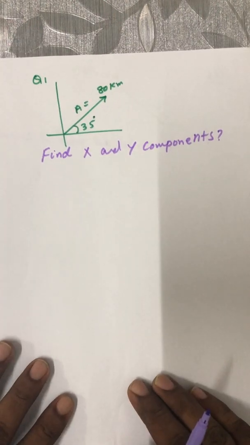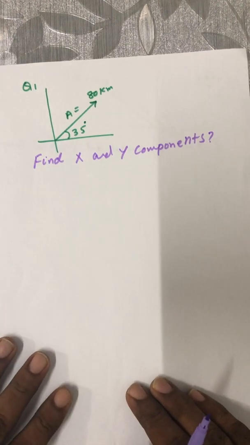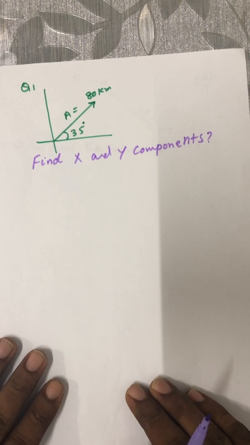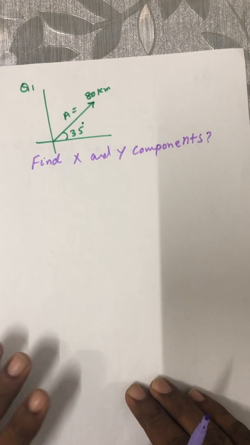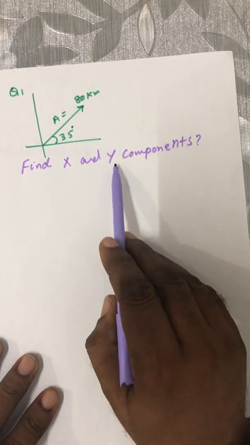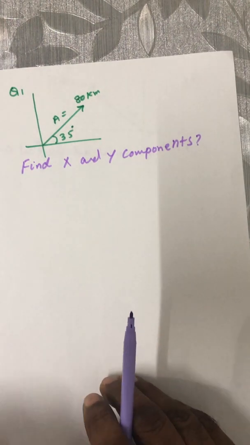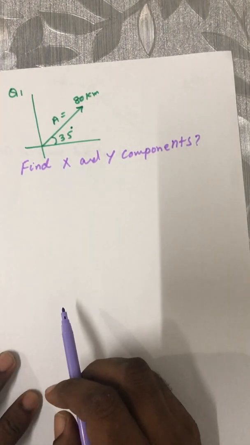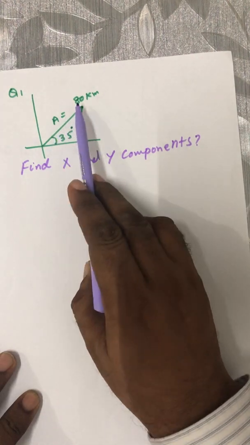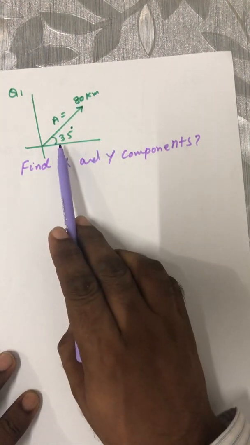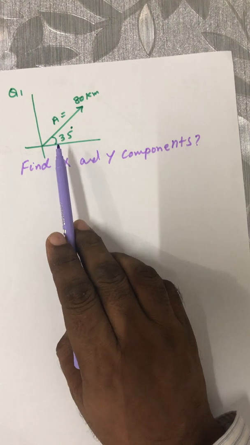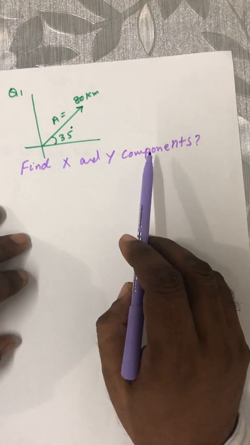Hello, assalamu alaikum students. Today we are going to solve the worksheet, the questions where we have to find the x and y components. In question number 1, the vector A is provided, that is 80 kilometer, and the angle with the horizontal is 35 degrees. We have to find x and y components.